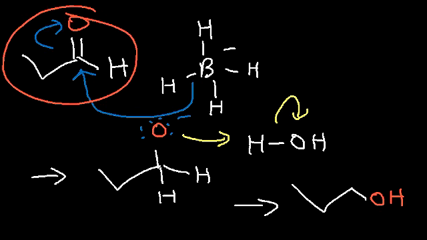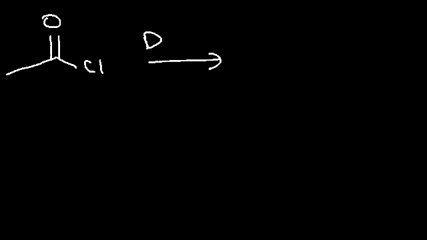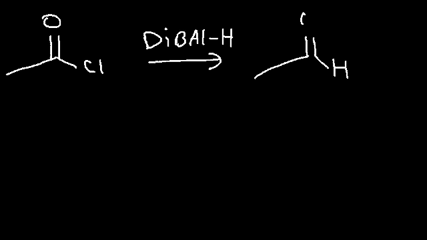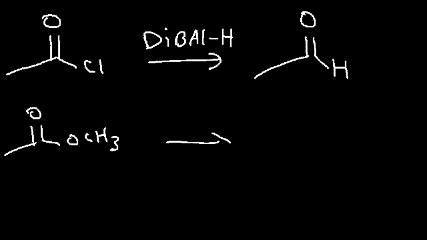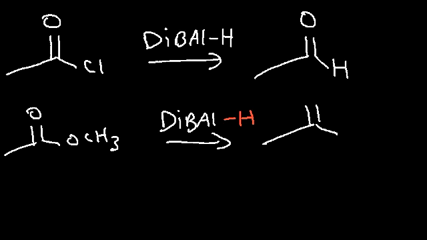Now let's say we want to convert an acid chloride or even an ester to an aldehyde. How can we do so? The reagent that we need is known as DIBAl. If you have an acid chloride and you add DIBAl to it, this is only going to add one hydrogen. It doesn't reduce it all the way to the alcohol level. It's going to stop at the aldehyde level. Likewise, if you have an ester and you add DIBAl to it, it's going to reduce the ester to an aldehyde.